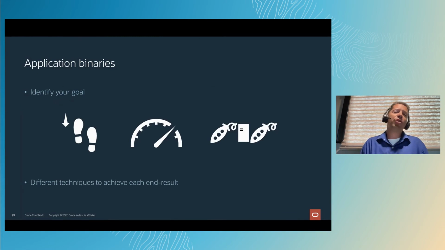Now, when you're starting out, I'd encourage you to identify your goal. What are you trying to do? Are you trying to decrease your memory footprint? Are you trying to yield the fastest build time, just get it built as quickly as possible? Or do you want to minimize the variability between builds? You want to maintain a high level of consistency across your builds.